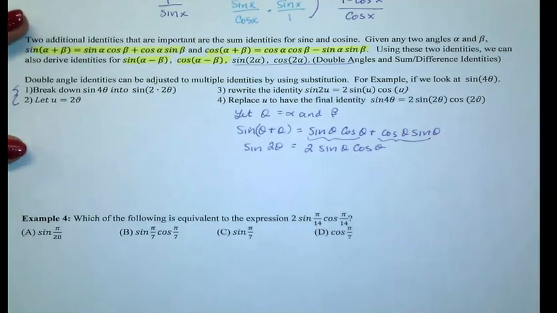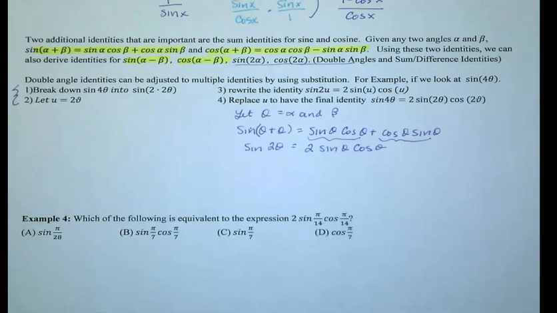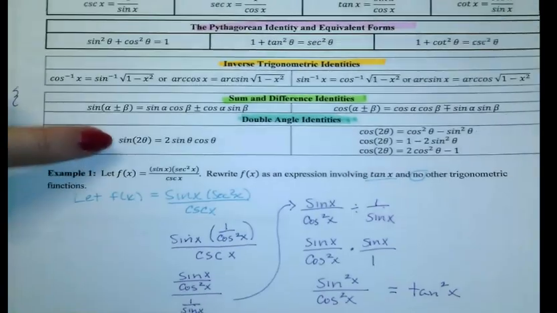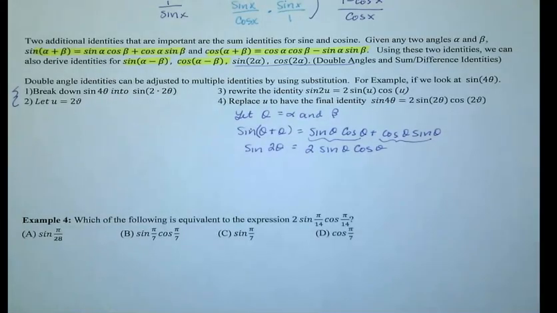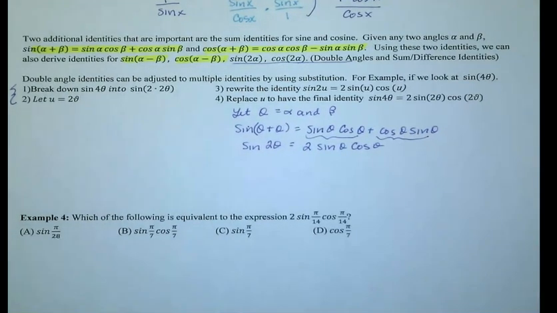And so we just derived one of the double angle identities, and that's the sine one right here. So we use this to get this. All right, so that is that one.